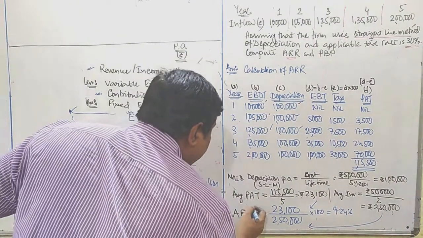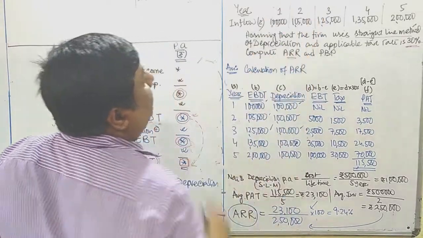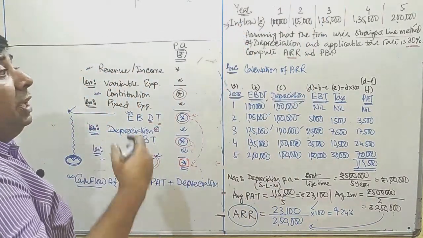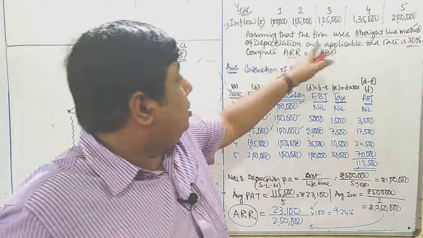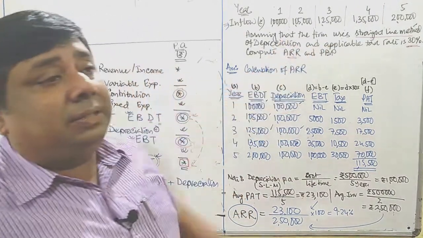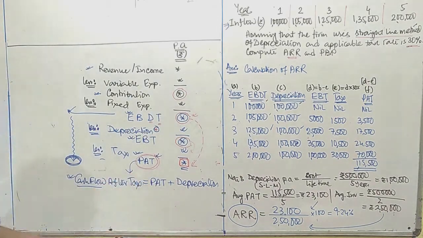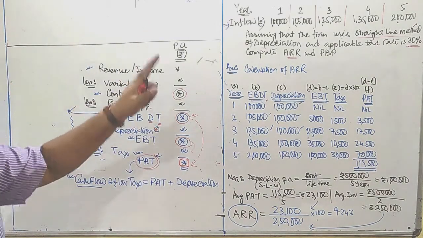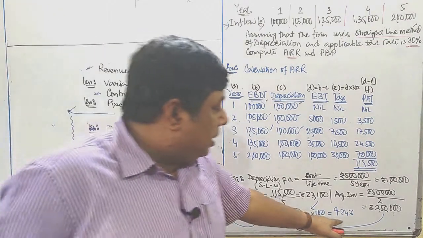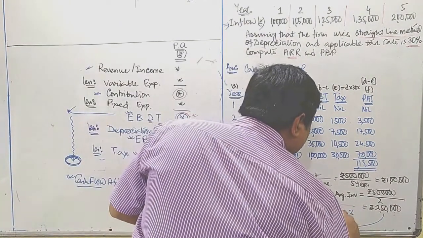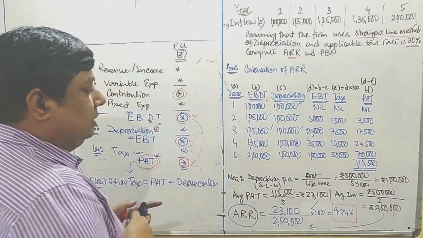Now looking into the question, if our investment is 5 lakh rupees, if these are our actual returns from the project, if we consider depreciation under a straight line basis and the tax rate is 30%, in that case our ARR of that project is how much? Our ARR of that project is 9.24%. This is the answer of ARR.